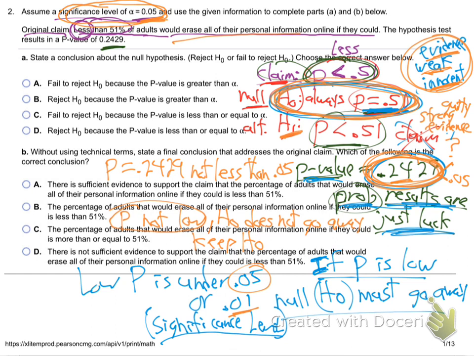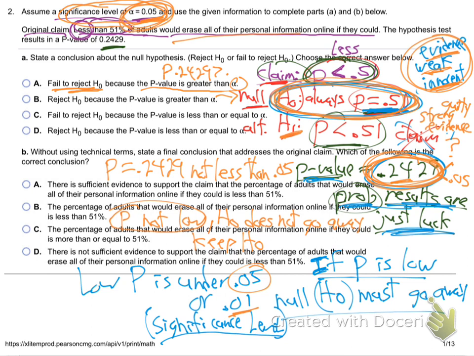So what's our answer here? Fail to reject the null. Right, we're keeping the null. We're failing to reject it. We're not rejecting the null. We're keeping it. We're failing to reject it because the p-value is greater than alpha. Alpha is right here. That's the significance level.